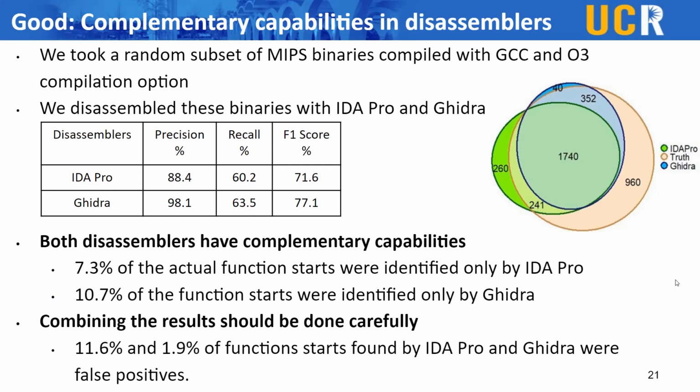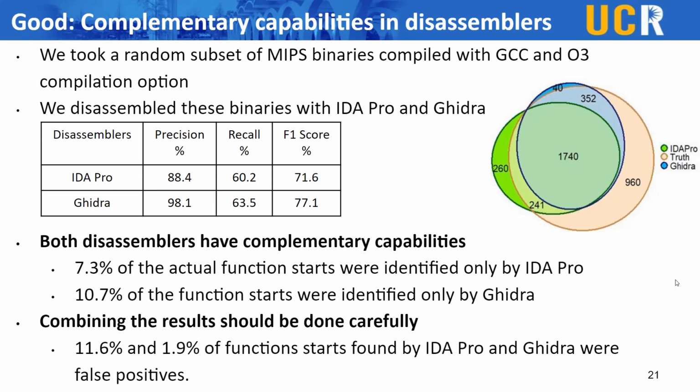As you can see in the Venn diagram, it is showing that 7.3% of the actual function starts were identified only by IDA Pro correctly, and 10.7% of the function starts were identified correctly only by Ghidra. So this means that each one of the disassemblers is able to identify correct function starts which cannot be identified by the other one. So that means if we combine these disassemblers correctly, we can get a performance improvement.